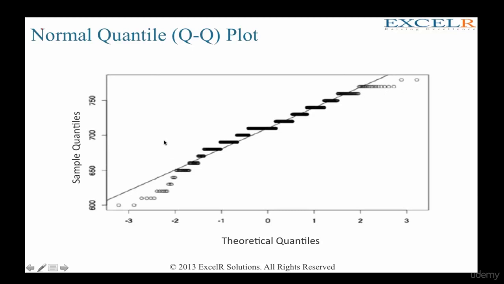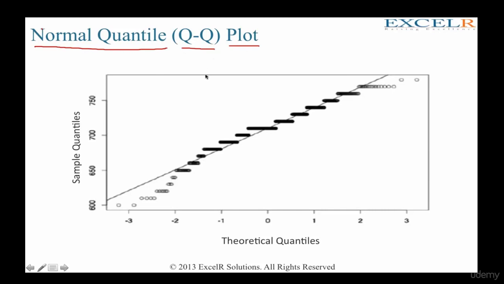So all this while we have been discussing normal distribution, standard normal distribution, z distribution, and so forth. We have discussed a lot about normal distribution. But how do you actually determine whether data follows normal distribution or not? You can determine this using a normal quantile plot, which is also called a quantile plot or QQ plot.